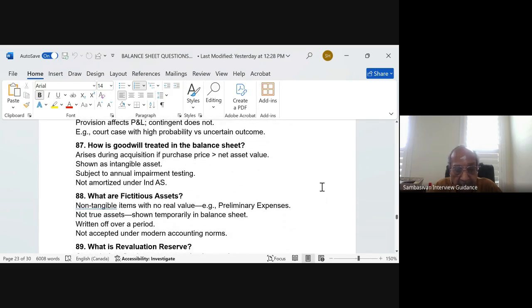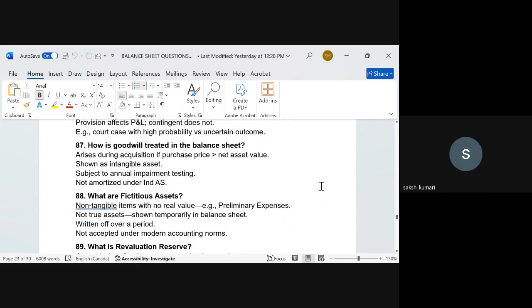Continue. How is goodwill treated in the balance sheet? Arises during acquisition if purchase price is greater than net asset value. Shown as intangible asset, subject to annual impairment testing, not amortized under Ind AS.